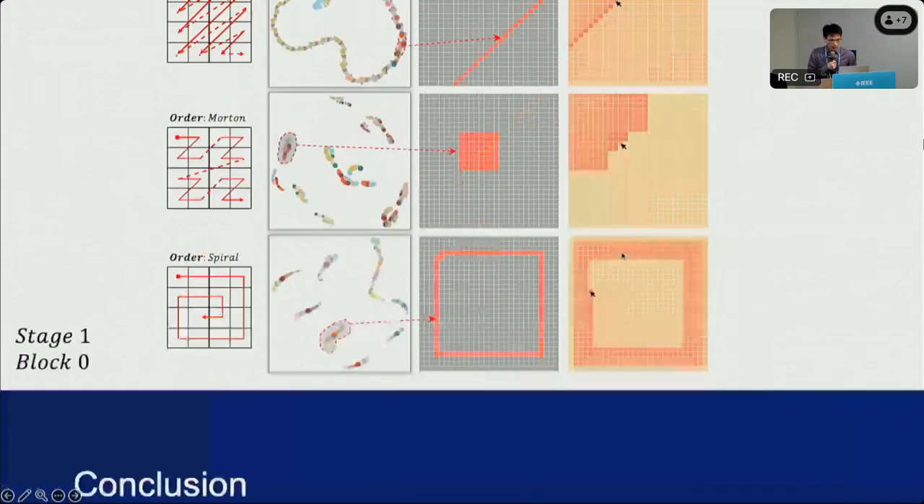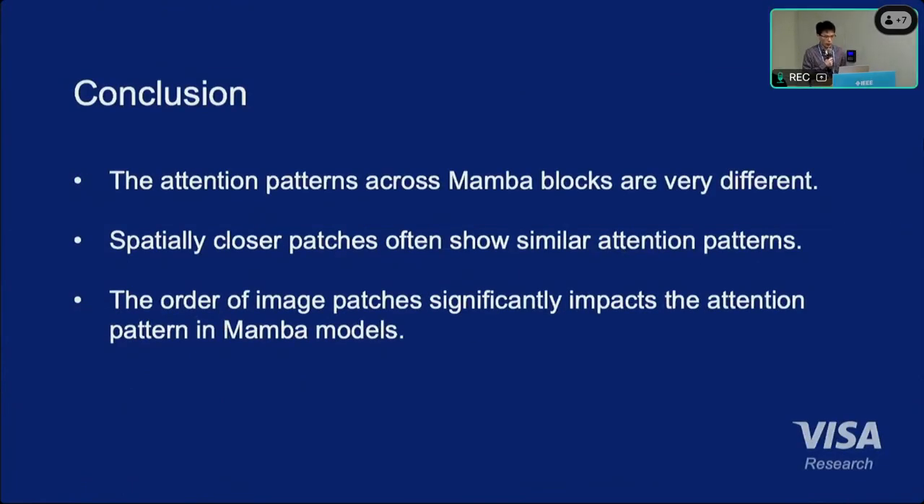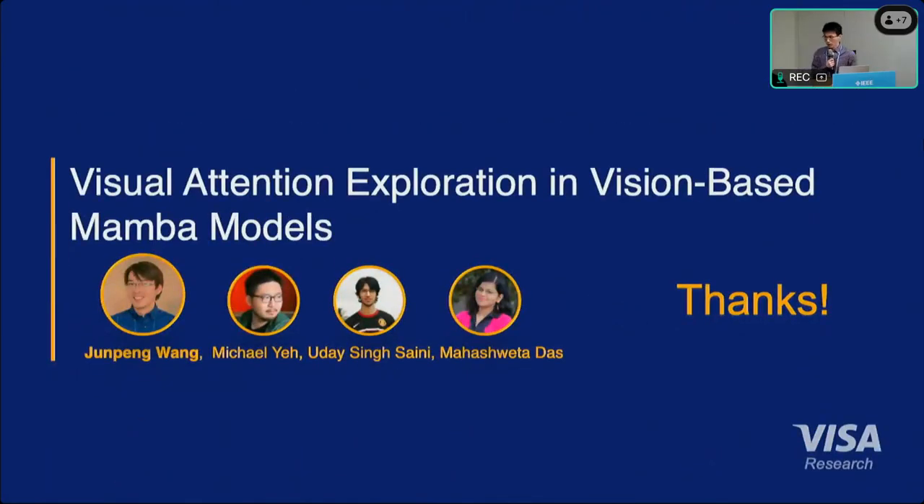Okay, in short, we conclude 3 things in this short paper. The first one is the attention patterns across different Mamba blocks are very different. But due to time limitation, I didn't explain this in detail. You can check our paper for details. The second one is that spatially closer patches often show similar attention patterns. And lastly, the order of image patches significantly impacts the attention pattern in Mamba models. Thank you for listening, and I'm ready to take any questions. Thank you.